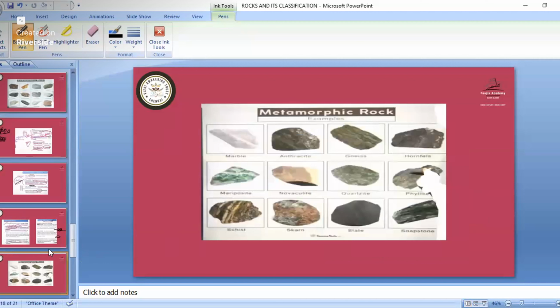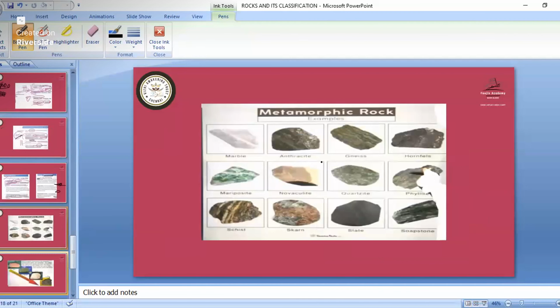Some important metamorphic rocks are marble and anthracite. Anthracite is a part of coal, made up of coal. Then gneiss, hornfels, maricosite. All these are metamorphic rocks. Slate. So remember all these names. This is phyllite, PHYLLITE. All these are metamorphic rocks.